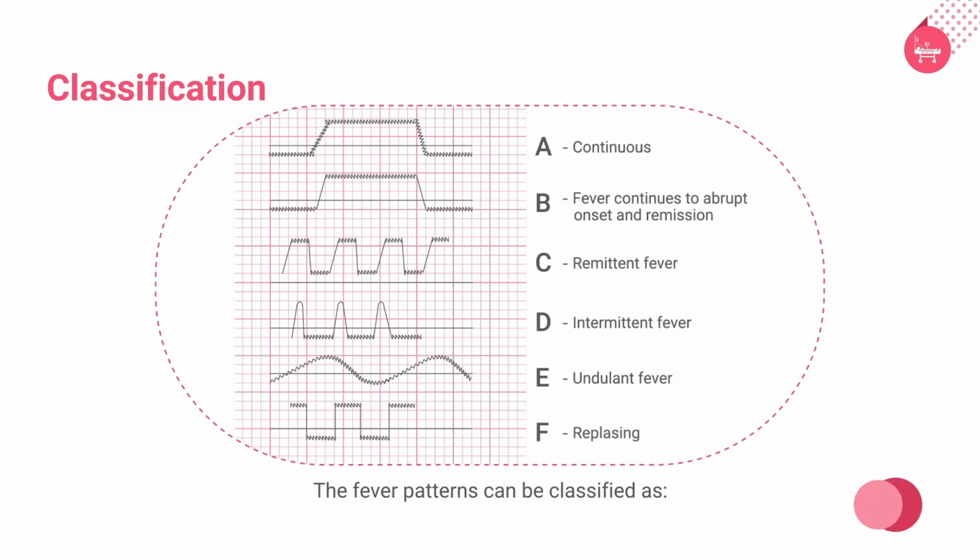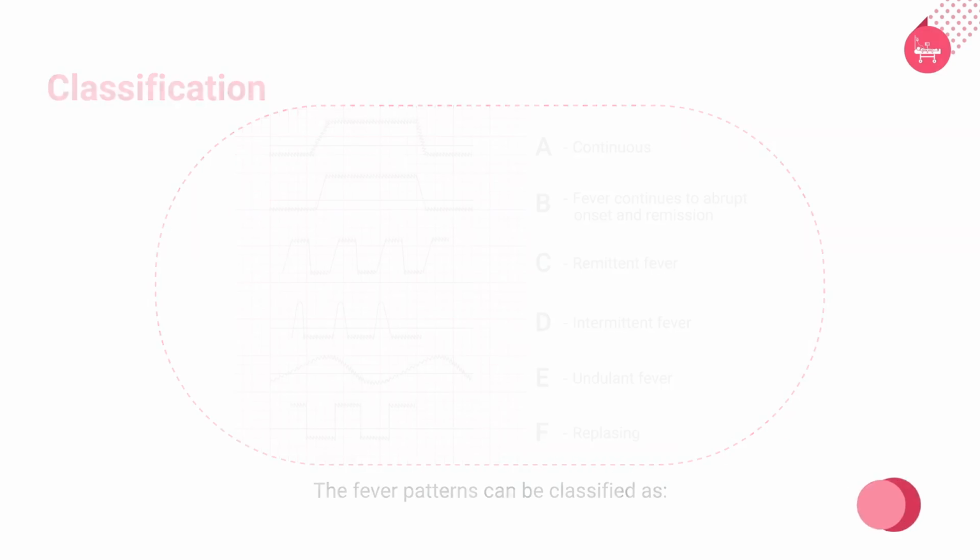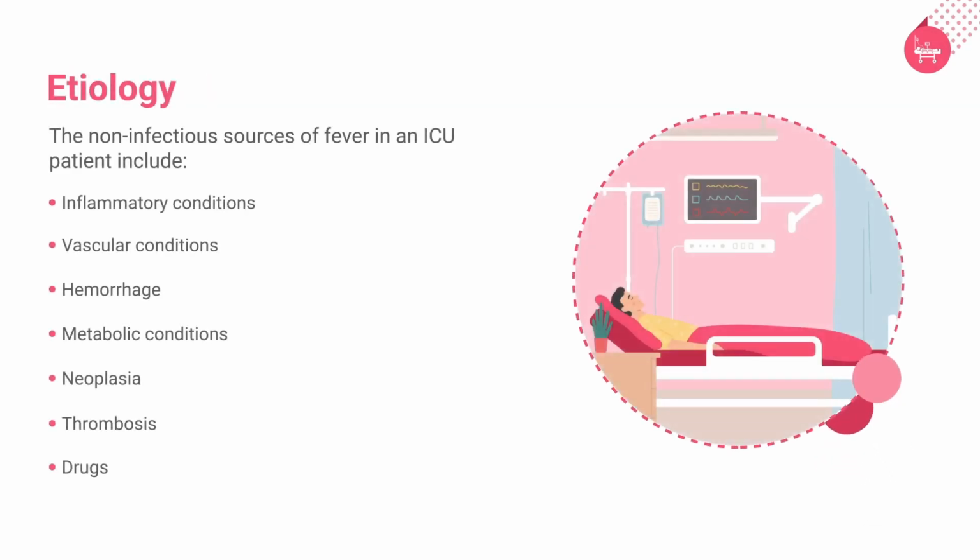Next, we will explore some non-infectious causes of fever in ICU patients. The non-infectious sources of fever in an ICU patient include inflammatory conditions like reaction to medications or blood products, collagen vascular diseases, systemic lupus erythematosus, rheumatoid arthritis, vasculitis, hypersensitivity vasculitis, Henoch-Schonlein purpura, Wegener's granulomatosis, giant cell arteritis, microcrystalline arthritis, gout, pseudogout, post-pericardiotomy syndrome, pancreatitis, and local reaction to intramuscular injections.